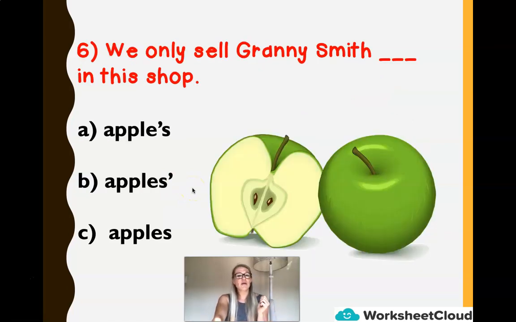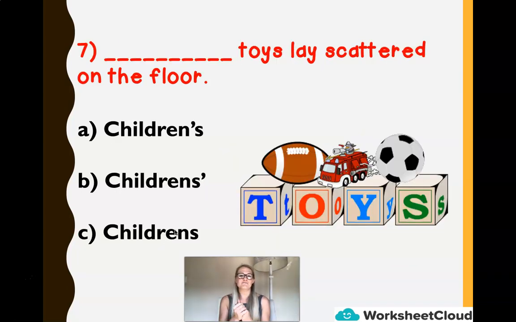Number 6. We only sell Granny Smith apples in the shop. So which apples is it? Is it A, B, or C? A for apostrophe S, B, apples apostrophe at the end, or C with just no apostrophe at all? It is C. We just sell Granny Smith apples in the shop. There's no possession, there's no belonging, and there's no contraction. So they're not just selling one Granny Smith apple, they're selling many Granny Smith apples, and it is the plural form of apple.